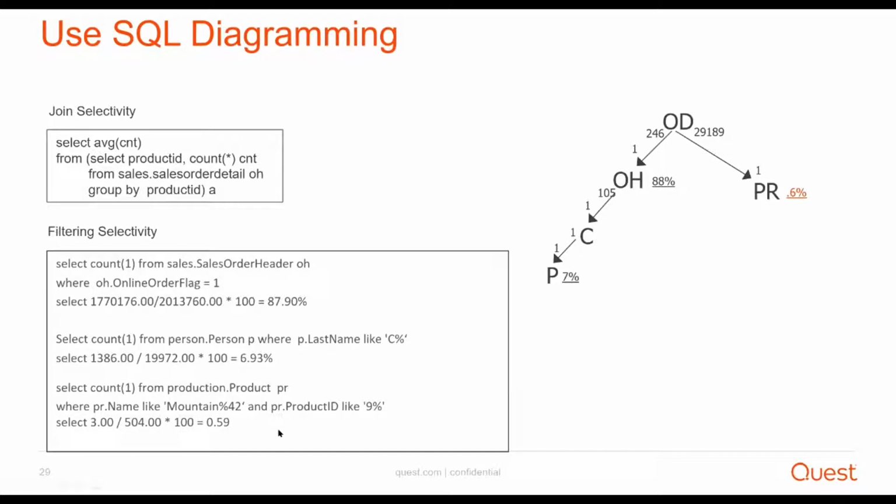And then we had one on product, where name like Mountain 42 and product ID like 9%. And 0.6% would be read from product. And if you remember, product was only 504 records. So that's my best filter right there. I want to drive with that. I want to drive by product.